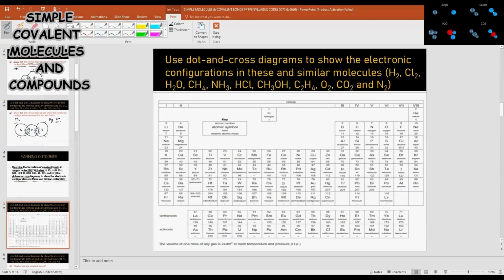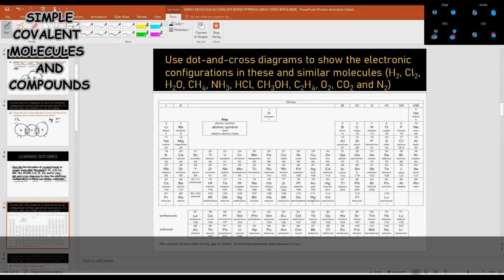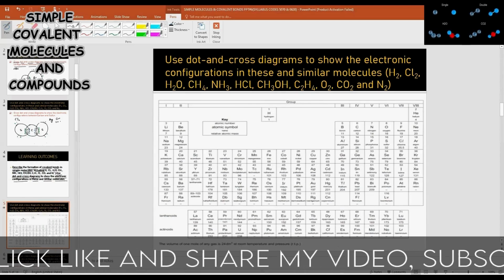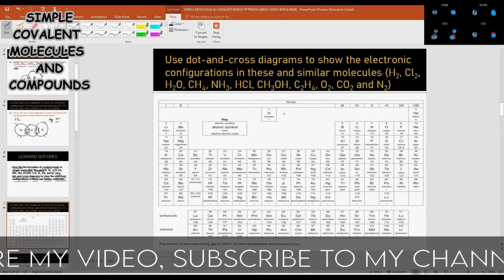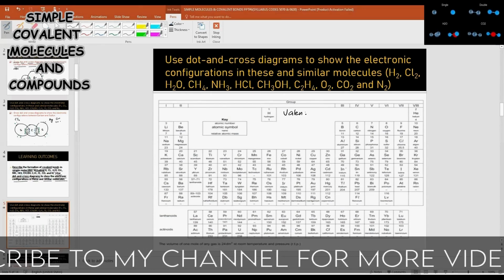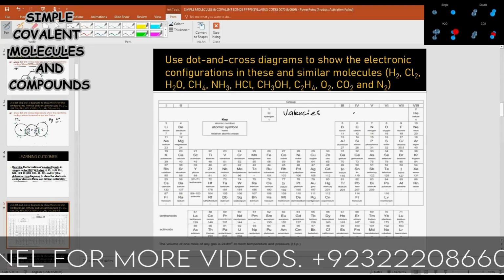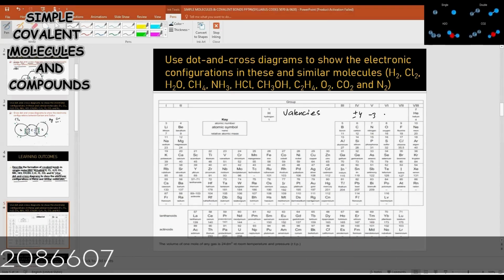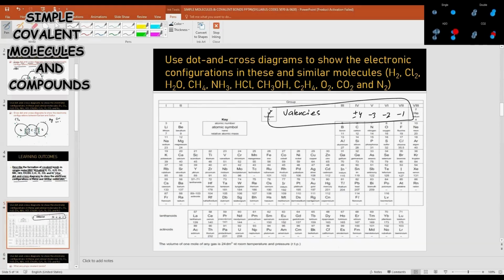For your convenience, here's the periodic table so that you can recall the valencies of non-metals also. I'm writing only the valencies from group 4 to group 7. Group 4 plus or minus 4, group 5 minus 3, group 6 minus 2, group 7 minus 1. These are the valencies.